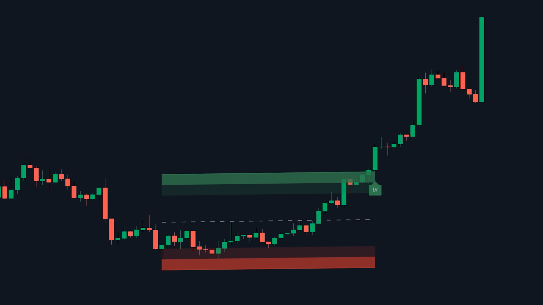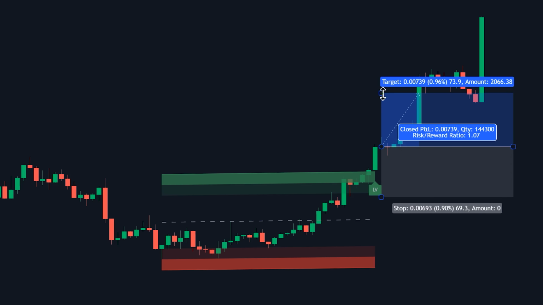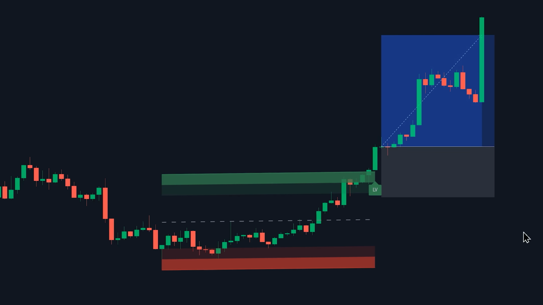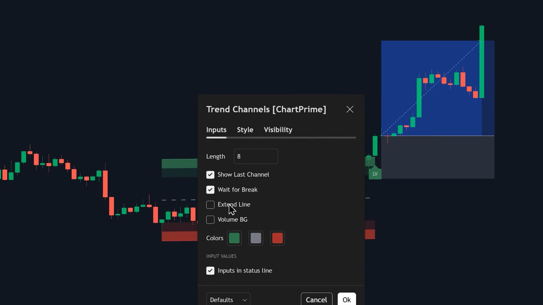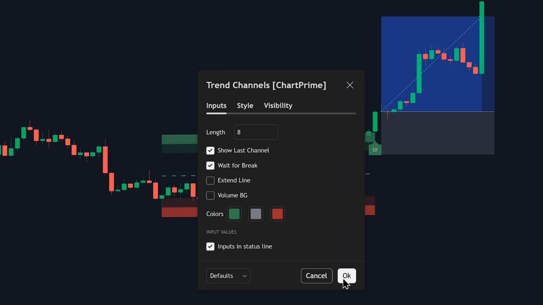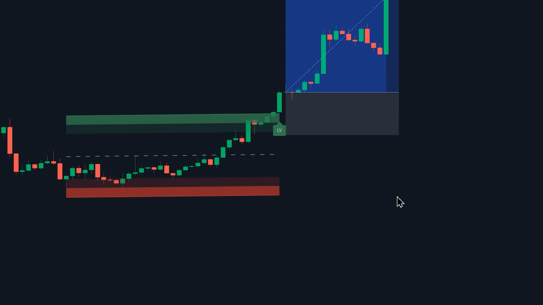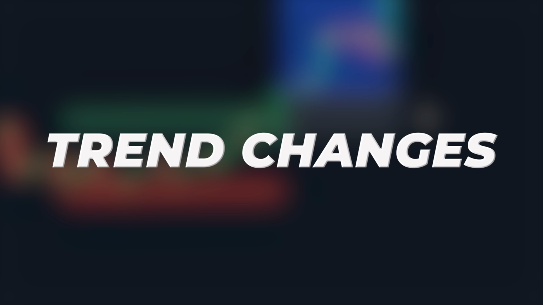The official description also notes that high volume zones within the channel bands, if you enable Volume BG, can signal strong buying or selling pressure, potentially leading to breakouts or trend confirmations. So, using these volume-confirmed breaks can really give you an edge in spotting true trend changes.